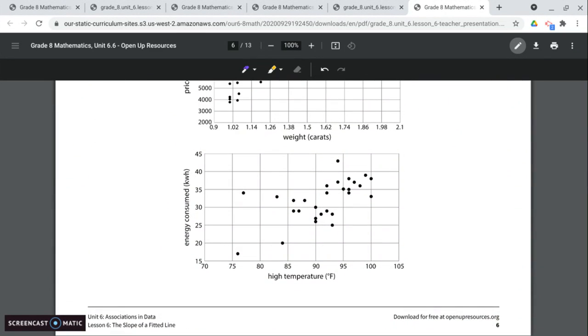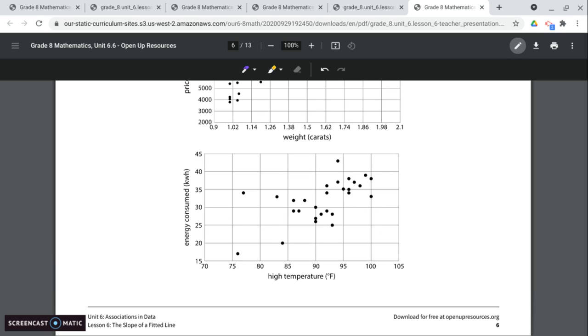And in this last one, we have energy consumed and high temperature. If we look at this, there's somewhat of a correlation. Obviously, there's a little bit of confusion in there. There's some really high energy on lower temperature days versus some of the higher temperature days. But for the most part, it appears to have a positive trend.